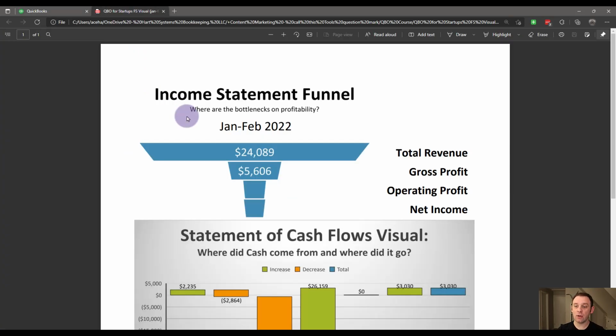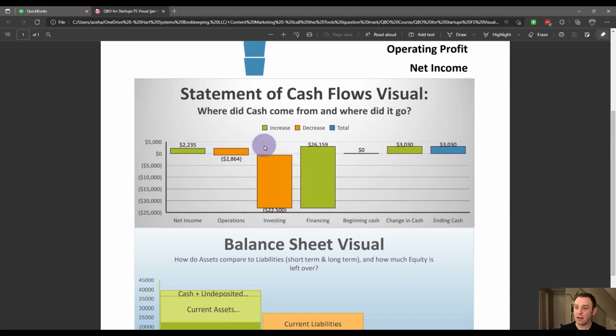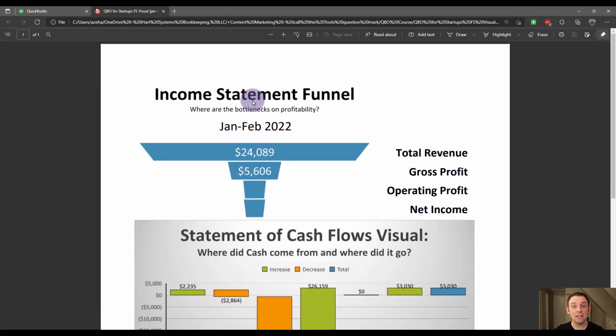Here is the visual representation. So I'll just scroll down. You can kind of see the full page visual. All right, going through that same list, okay? Income statement, statement of cash flows, balance sheet. All right, now let's put this together to build understanding.